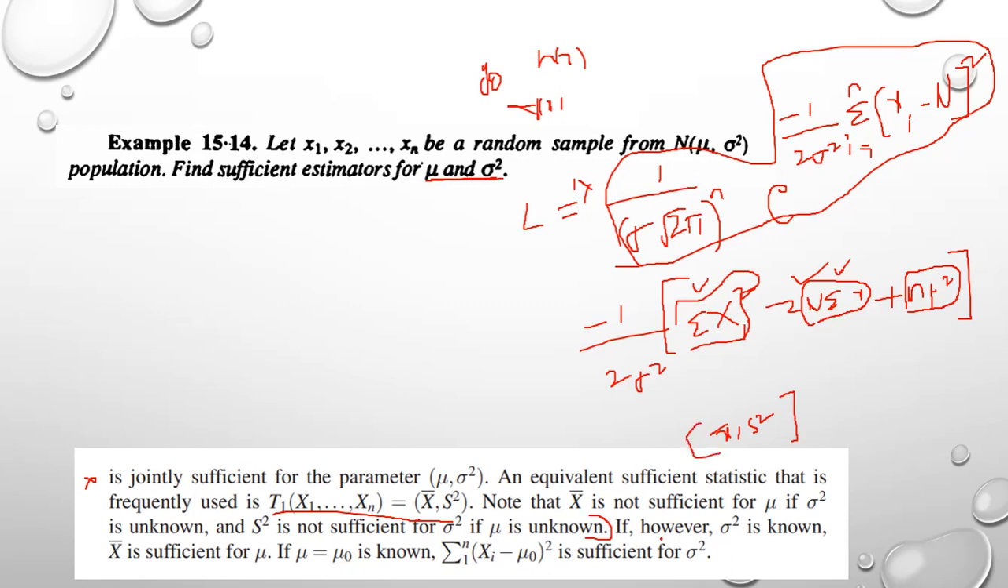However, if sigma square is known, then x bar is sufficient for mu. If mu equal to mu naught is known, then this is sufficient for sigma square: summation i from 1 to n of xi minus mu whole square. This result is from Rohatgi's book. You can read that book to clear this. This is an important result from the normal distribution. If mu is known, then it is different; if sigma square is known, then the sufficient statistic is different.